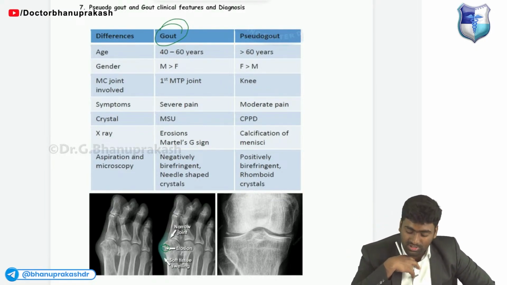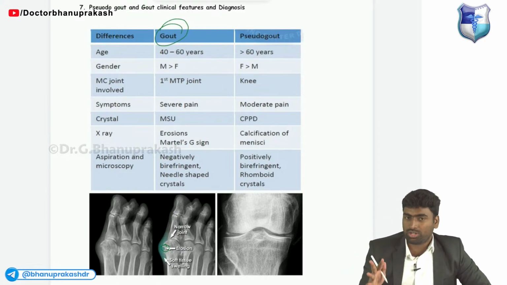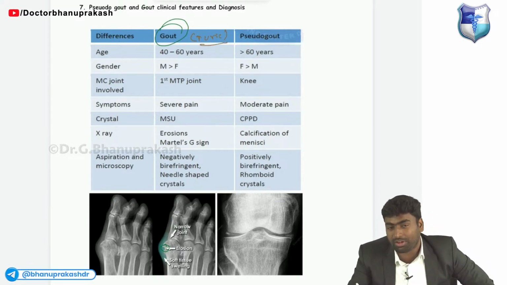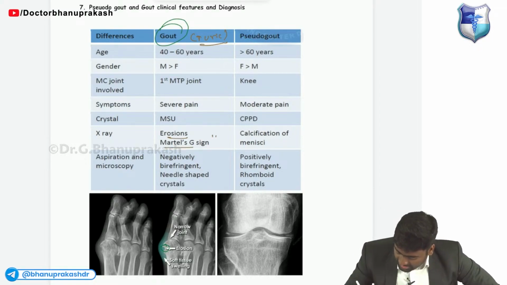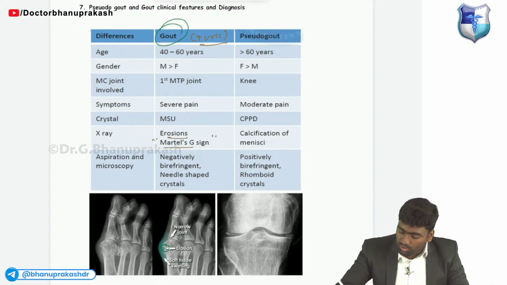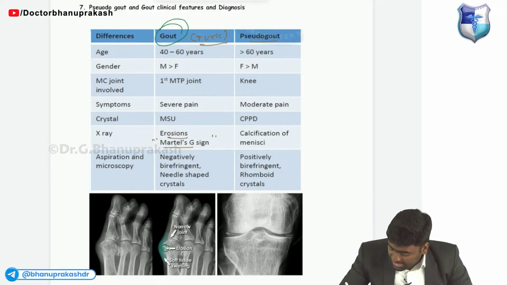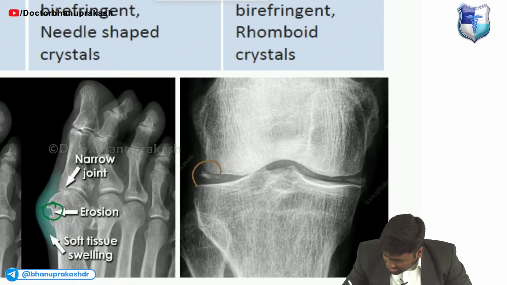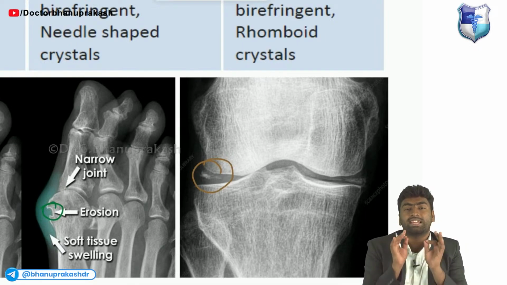See, this gout, we know it is due to the increased level of uric acid. Okay, and in this gout, you will be able to see this type of rat bite erosions, which is known as Martel's sign. Okay, and in the case of pseudo-gout, it is most commonly seen in knee joints. And if you see here, there will be a presence of calcification. This is known as meniscal calcification.